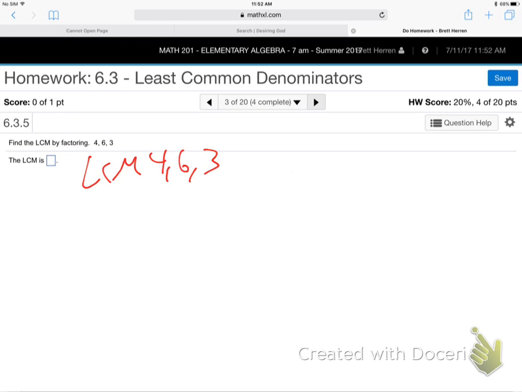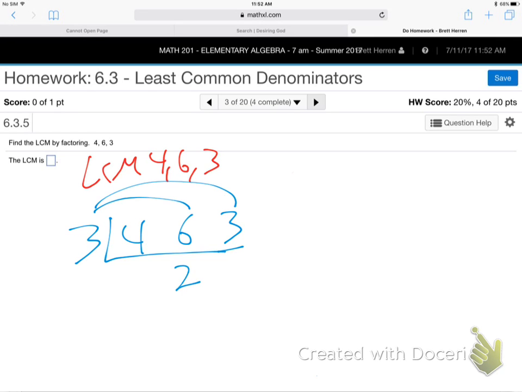Could do that, or 2. So yeah, we could do 3. 3 does not go into the 4, but it goes into 6. 3 goes into 6 2 times. 3 goes into 3 1 time. Is that good so far? No, it doesn't go into 4, so what do we do? Just bring it down. It went into the other 2 numbers, though.